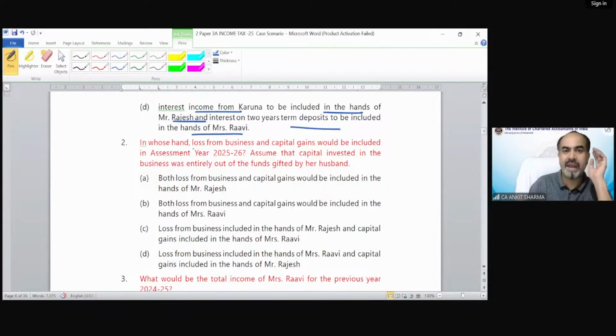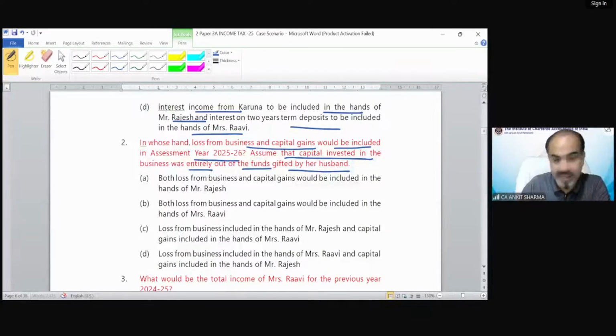Okay, the second point. In whose hand loss from business and capital gain would be included in the assessment year 25-26? Assume that capital invested in the business was entirely out of the funds gifted by her husband. So we have solved this part. Tell me the correct option. What should I have selected? They are asking capital gain in whose hand taxable and business income in whose hand is going to be taxed.